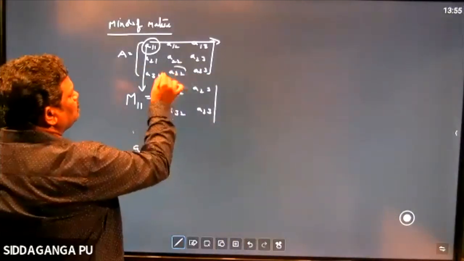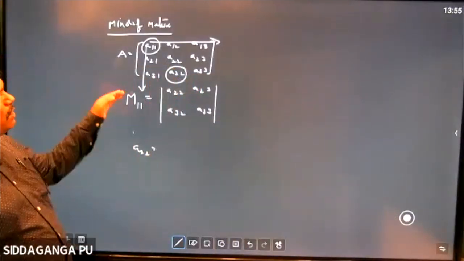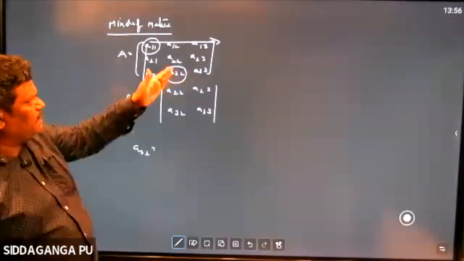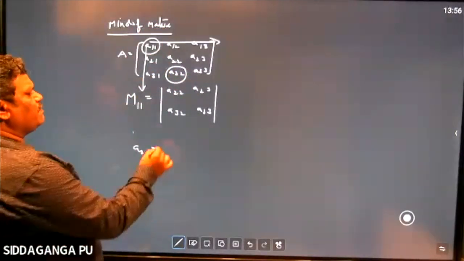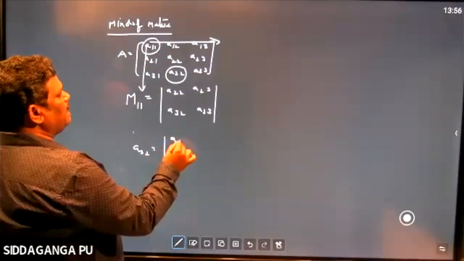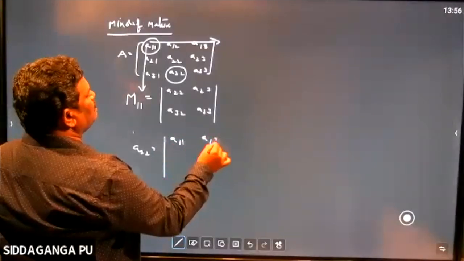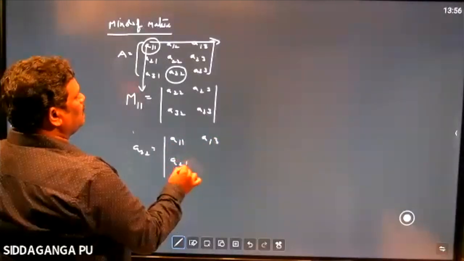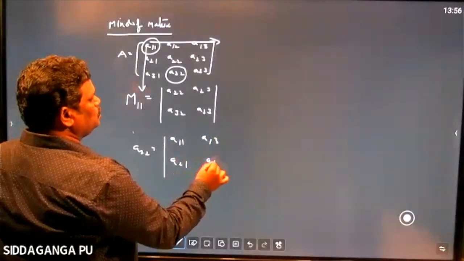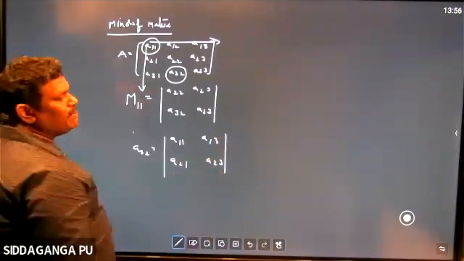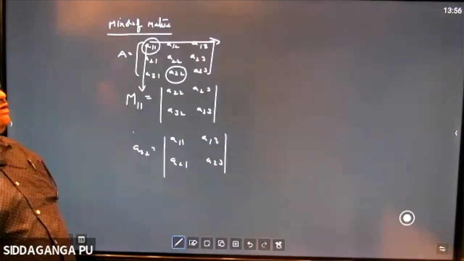A32. Where is A32? This one. So that corresponding row and column means the last one and the middle one. We accept those values. Then what do we write here? A11, A13, A21, next A23. So these are the minors of the given elements of the matrix.